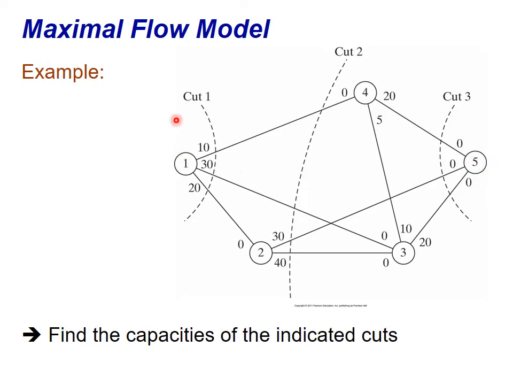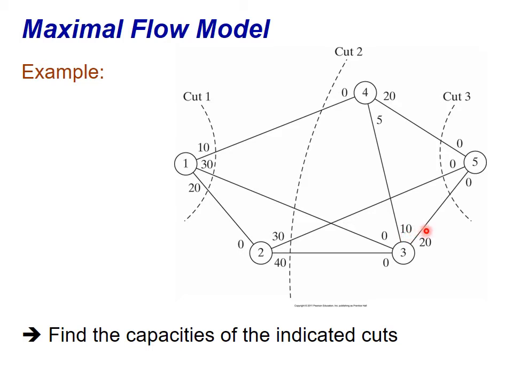In this example, we define cut 1 as this arc and this arc. If we delete these arcs from the network, we see that node 1 is disconnected from node 5. Similarly, in cut 2, if we delete this arc, this one, and this one, again we disconnect node 1 from node 5. Finally, cut 3 is defined as these 3 arcs. When we delete these 3 arcs, we disconnect.